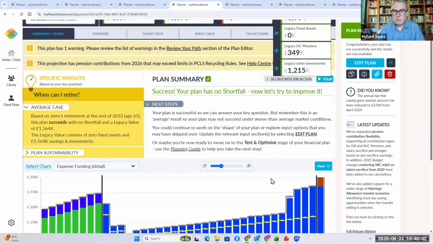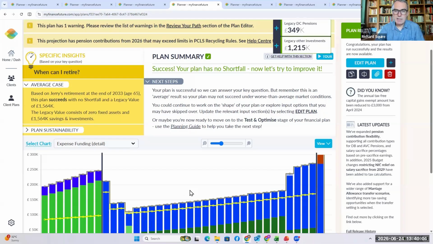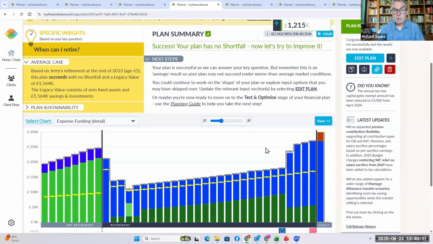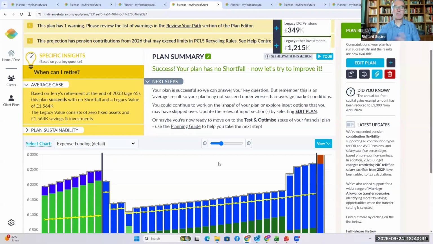So the question now is, how do we retain more ISAs to the back end of the plan to help Margot reduce her tax bill after Jerry's gone? So one thing we could potentially do is draw more out of Jerry's pension earlier in the plan and accept the fact that we're going to pay a bit more higher rate tax in that period, but allow us to redeploy those assets into an ISA. I mean, it might not work, but let's see what effect it has, because overall the balance might improve as a result of doing that.